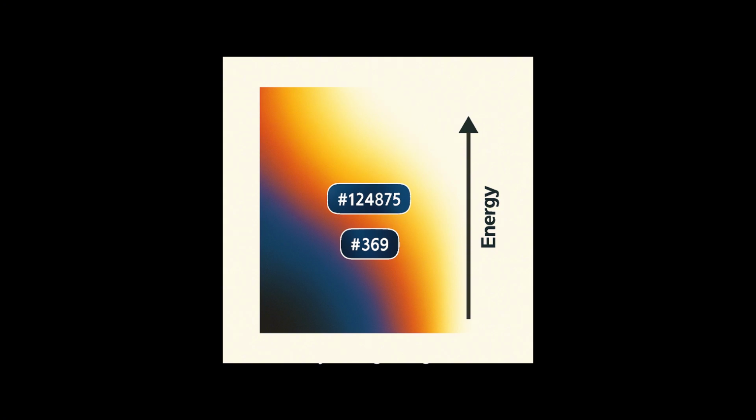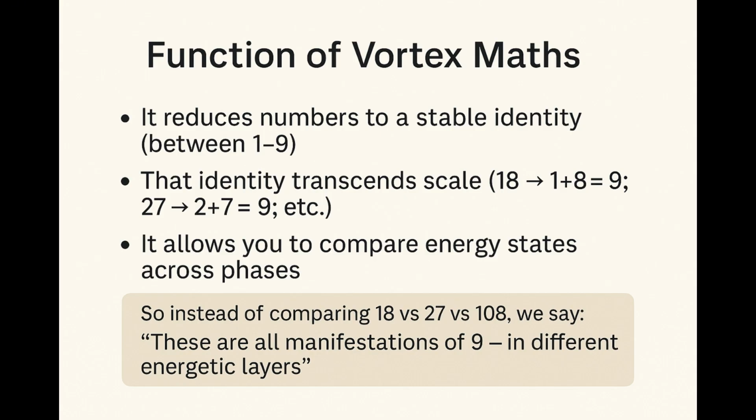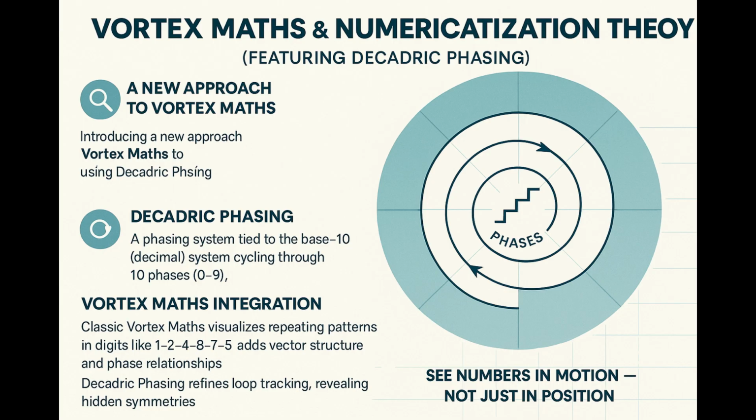by adding its digits, not to calculate it but to extract its vibrational identity. The function of Vortex Math and Decadic Phasing is to reduce these numbers to a stable identity, between 1 and 9, so that identity transcends scale: 18, 1 plus 8, 9; 27, 2 plus 7, 9; etc. It allows comparison of energy states across phases. So instead of comparing 18 versus 27 versus 108, we say, these are all manifestations of 9, in different energetic layers. And that's why Vortex Math can be considered a form of numerical vectorization.